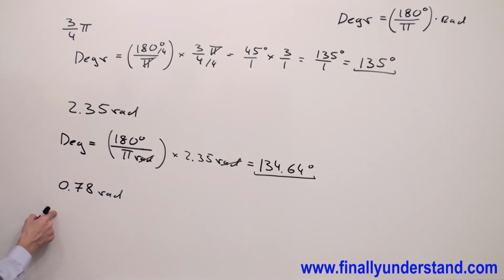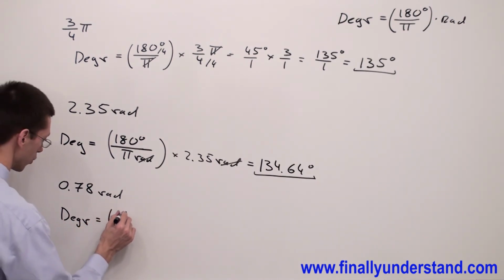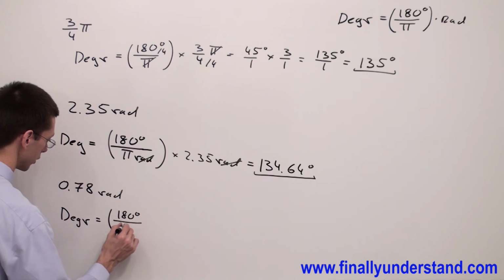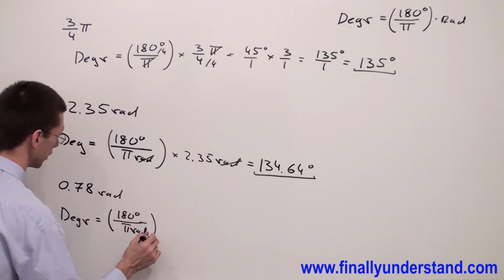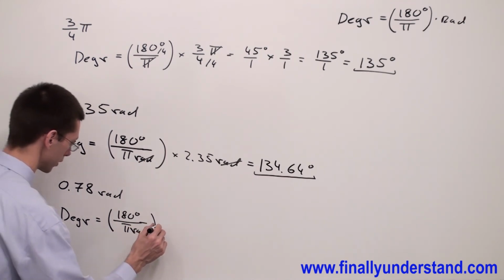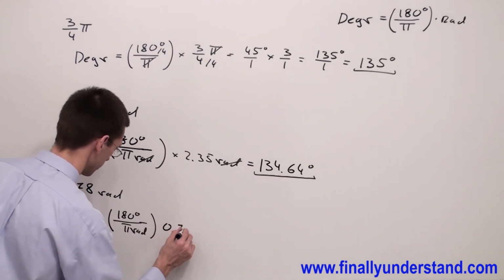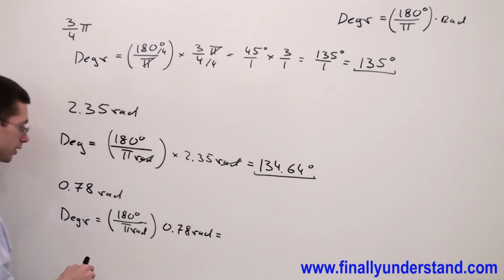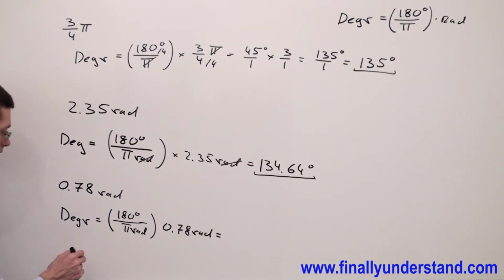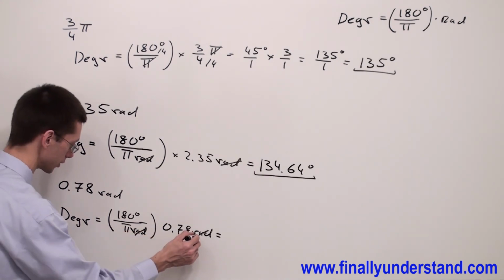Let's take a look at this example. Again, I'm going to use the formula. Degrees are equal to 180 degrees over pi radians times 0.78 radians. Again, in this case, we're supposed to use the calculator. Radian and radian will cancel out.